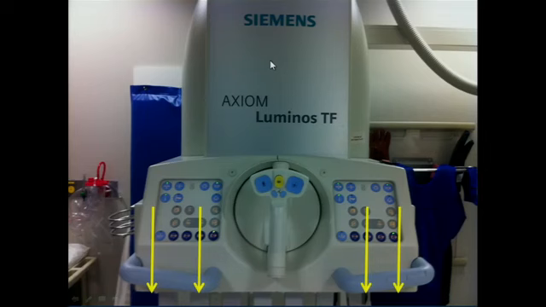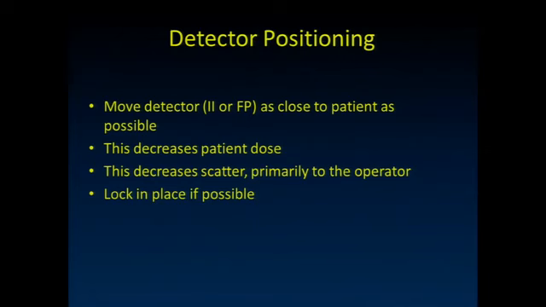We want to get it as close as possible to the patient. Remember the R-squared effects. If we get it as close as possible to the patient, the spread of the radiation will have been less, and we can actually get by with a little bit less exposure. Not to mention the fact that getting it close to the patient means that more of the radiation is striking the II instead of potentially striking you as the operator. So it's better in terms of dose there as well. So get that as close as possible. Certainly you don't want to hit the patient with it, but it decreases dose, as I mentioned, and decreases scatter primarily to you.